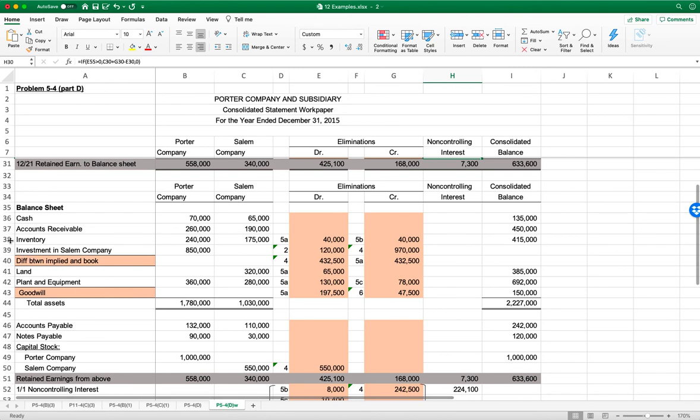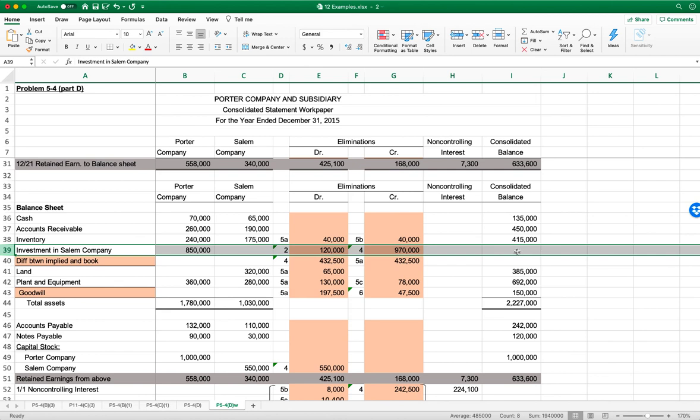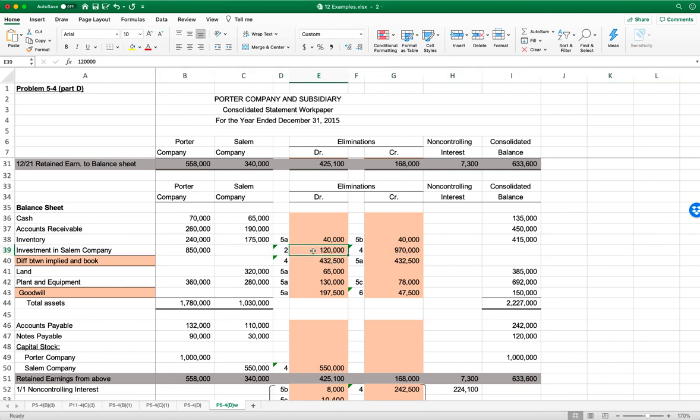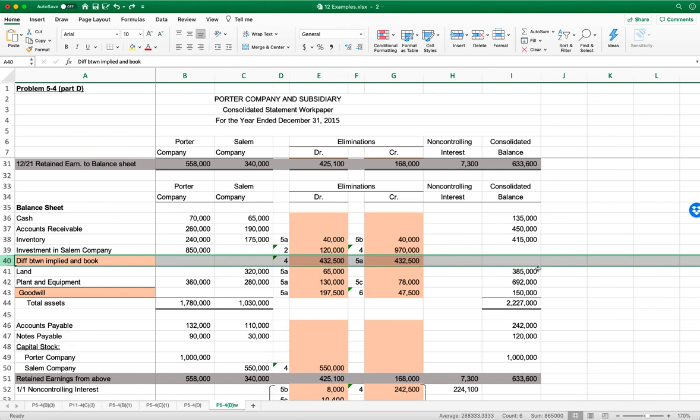Then down here, we can see that since the inventory was sold, we have no fair value adjustment because we canceled that out. We also see that our investment in S has been fully eliminated. This was our entry to establish reciprocity. Remember, had we forgotten to do that, we would have ended up with a negative amount in our consolidated column, which should be a red flag. Our difference between implied and book has been fully eliminated, so that's good. We don't want to leave any of that hanging around.